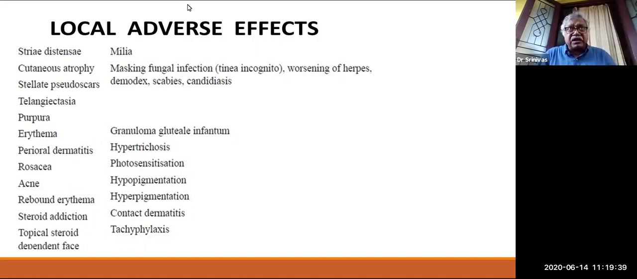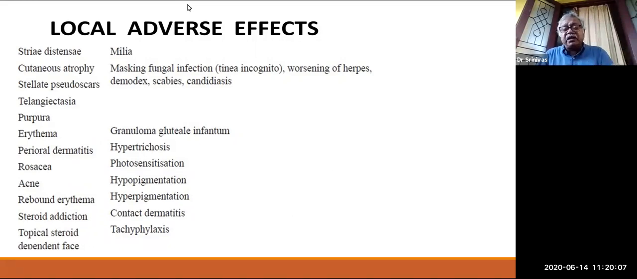Cutaneous atrophy occurs. Like I told you, steroid acts on the DNA, and in DNA it has two different actions. One is hyperproliferative, and the other, it can decrease the size of the epidermis. It can decrease the size of the keratinocyte. It can cause thinning of the epidermis. So this action also occurs. So there occurs thinning of the epidermis, and then what happens when the epidermis is thin? We can see it becomes more transparent. We can see what is beneath.